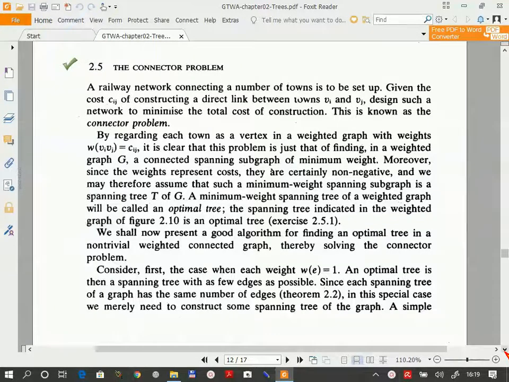Why spanning? Because you want every town to be reached. Why tree? Because if you have a cycle, that means that you have more than one way of reaching one town A from one town B, and so that's not economical. You're thinking in the idea of having the biggest possible economy, okay?